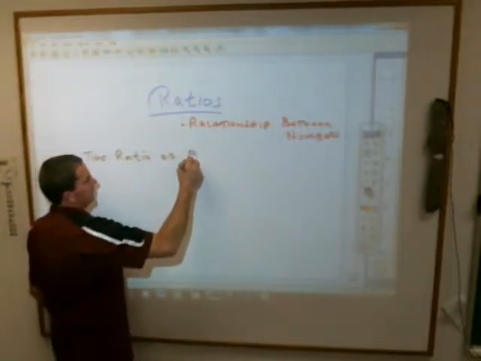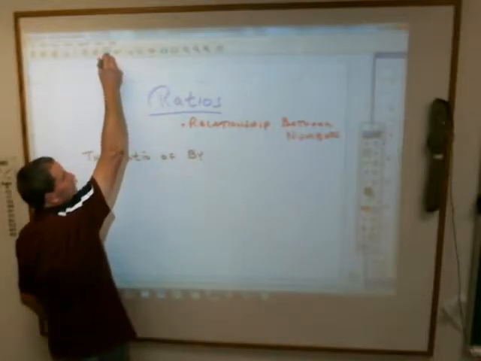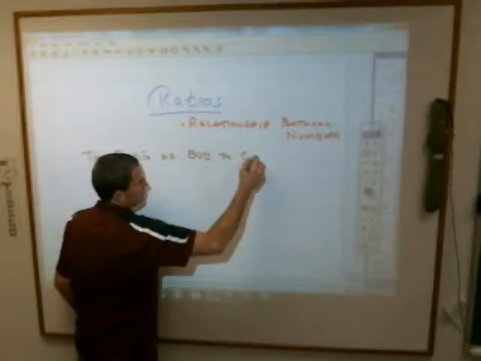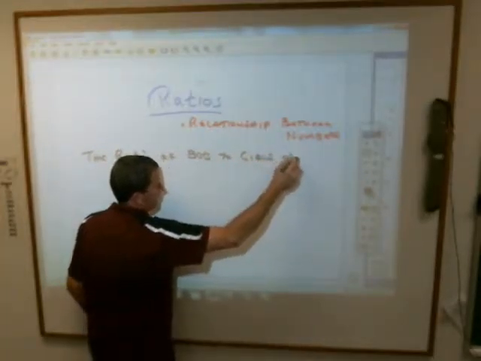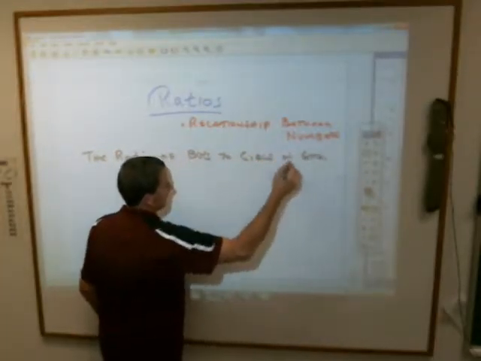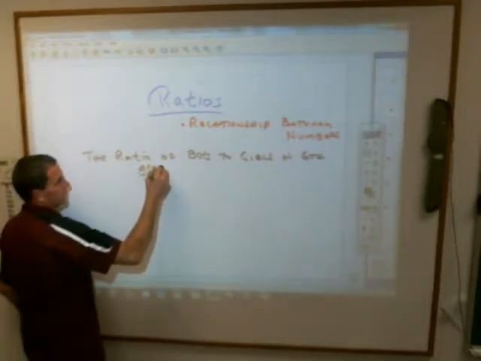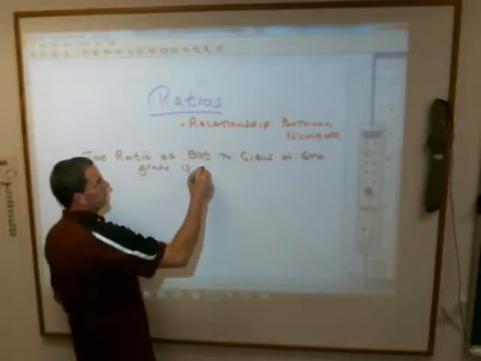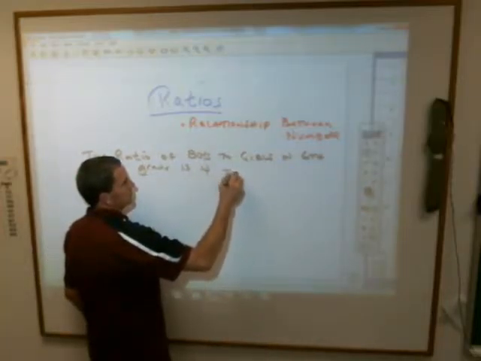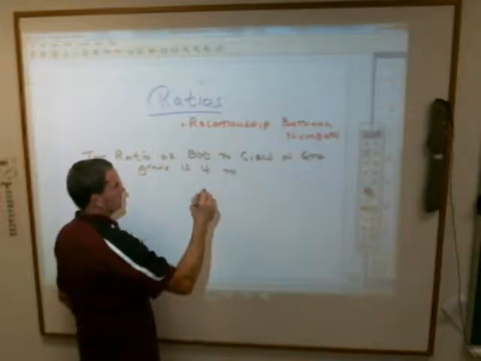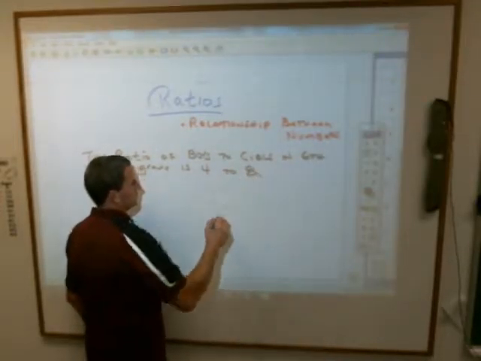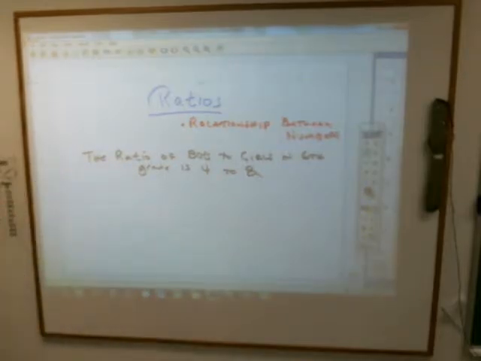of boys to girls in 6th grade is, how many girls are there in 6th grade? 4. 4 to 8. Ratio of boys to girls.